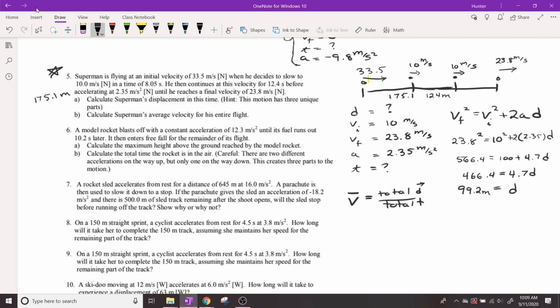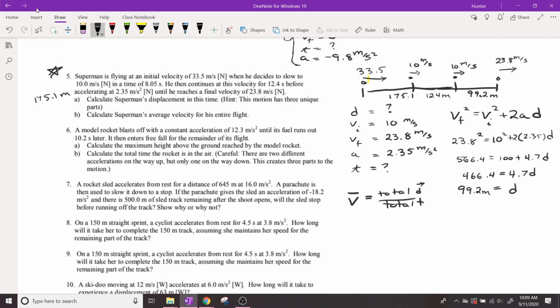Do y'all agree with me, or did I screw up somewhere? You got it? Okay, good. All right, so we have all three of those. So we know that the third distance is 99.2 meters. We have the first distance, the second distance, and the third distance, and we're just going to have to add the total distance together and, oh crap, divide it by the total time. We do need the time for the bottom part, because to find the total average velocity we need it.